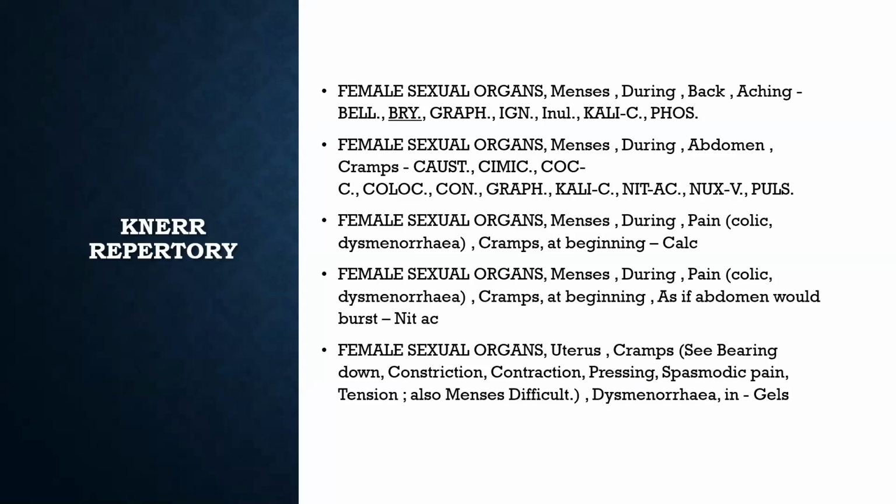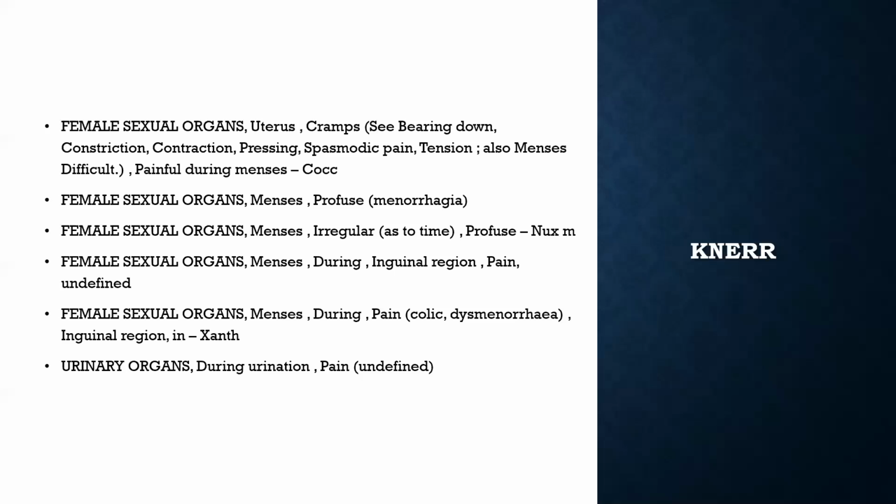The remedy is nitric acid. So again, cramps, dysmenorrhea in. All the kinds of representation of the rubrics have been given. So if you see again, uterus, cramps, painful during menses which are profuse, menorrhagia, menses irregular, profuse, menses during inguinal region, pain will be there in the inguinal region. Then during menses, pain will be there in the inguinal region. There is only one remedy, that is xanthoxylum.